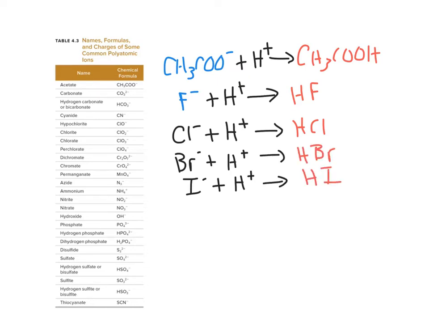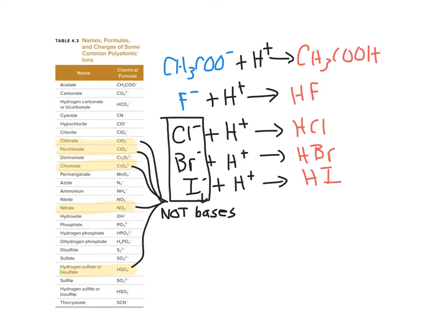There are also several exceptions to the rule in the table of polyatomic ions. So chlorate, perchlorate, chromate, nitrate, and hydrogen sulfate or bisulfate are also not bases, although adding protons does make them an acid. Note that any ionic compound which produces the anion in solution will be a base.